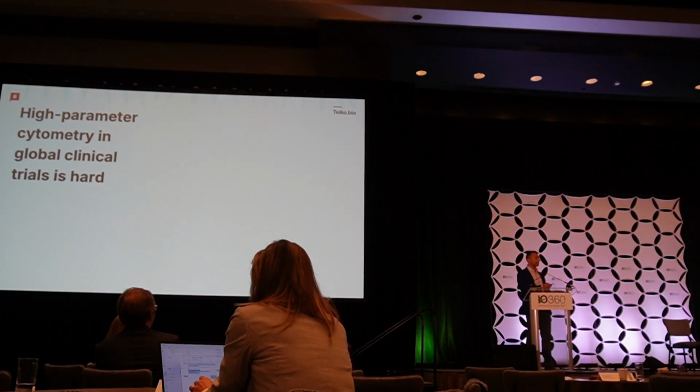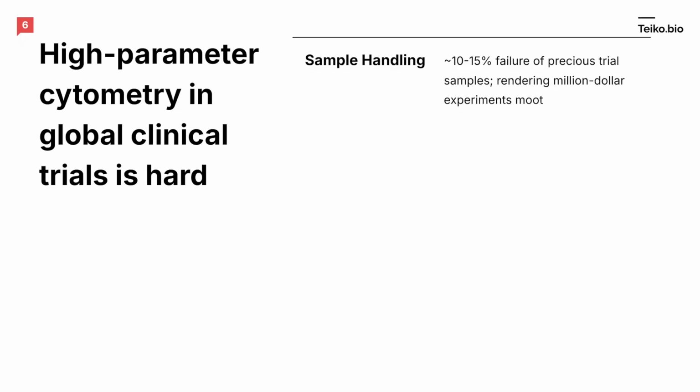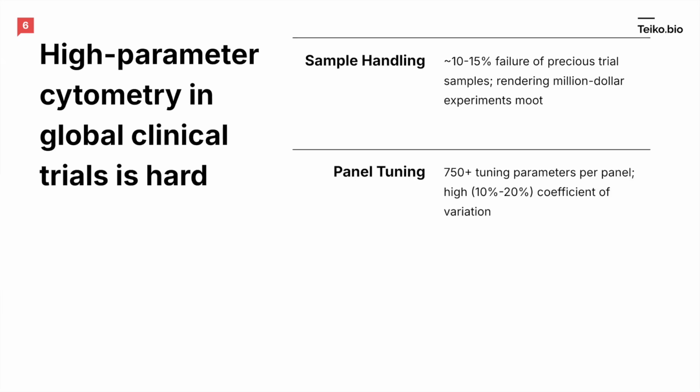There are three main problems. One, sample. Right at the beginning, about 10 to 15% of samples fail before they ever hit an instrument. That could be a multi-million-dollar data set. Second, the panels themselves have hundreds of tuning parameters, and if you get them wrong, that could lead to a high coefficient of variation.